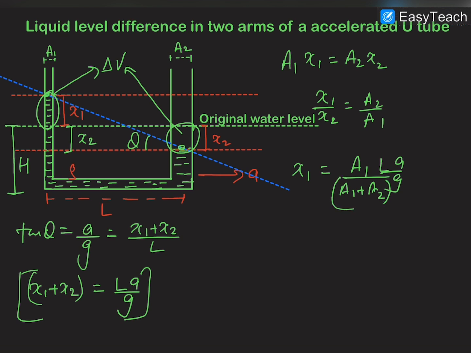By substituting the values of x1 and x2, x2 will be A1 La by g upon (A1 plus A2), sorry, and x1 will be equal to A2 La by g into (A1 plus A2). So this will be the height of liquid columns ascended and descended in both the arms.